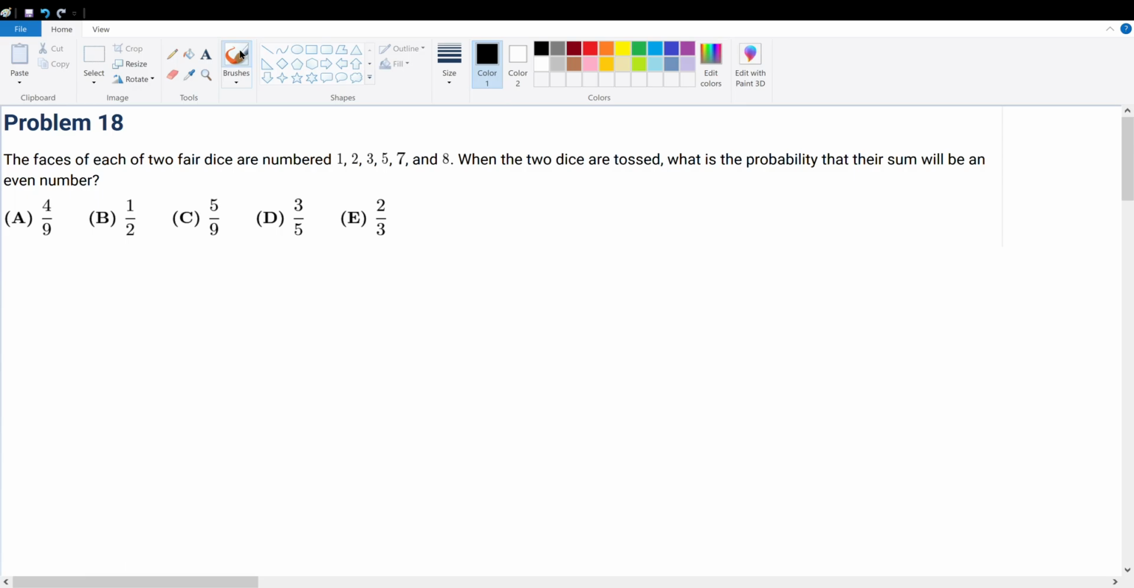Problem 18. The faces of each of two fair die are numbered 1, 2, 3, 5, 7, and 8. Be very careful when you read that. It's not 6. It's not 4, 5, 6. When the two die are tossed, what is the probability that their sum will be an even number?